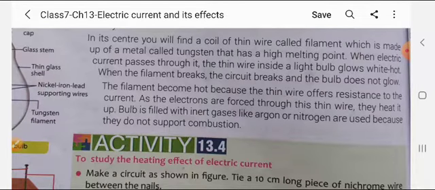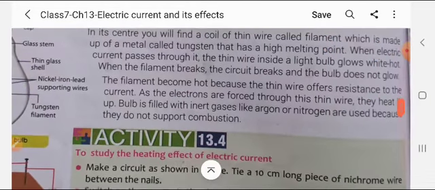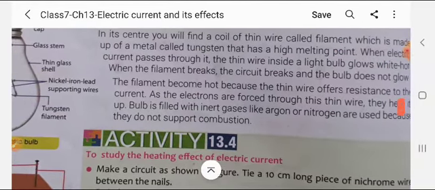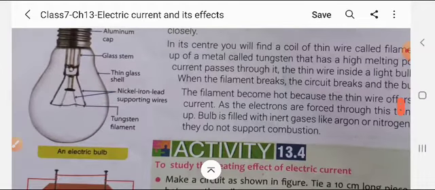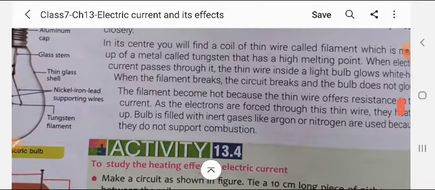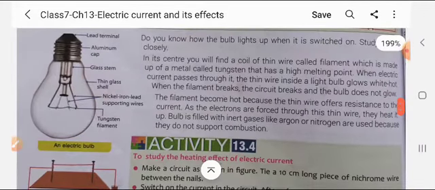So the gases in this bulb are argon and nitrogen. Why so? So that no fire or flame can catch inside that bulb. That's why these two gases prevent it from catching flame because of heat. So argon and nitrogen are two gases.